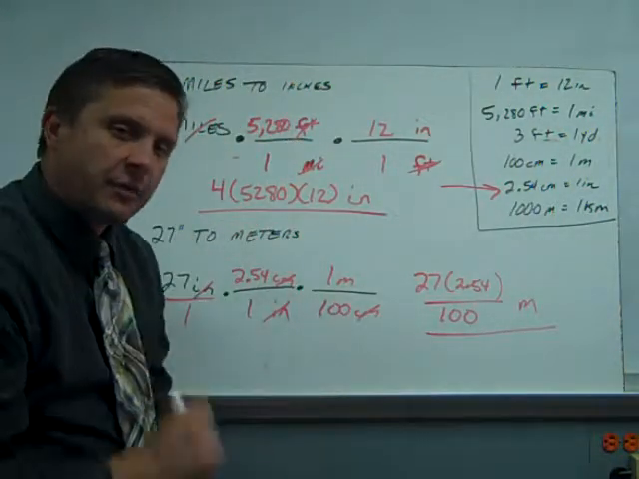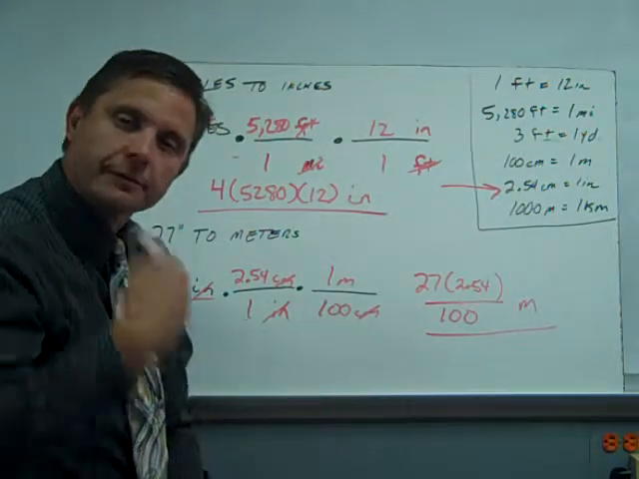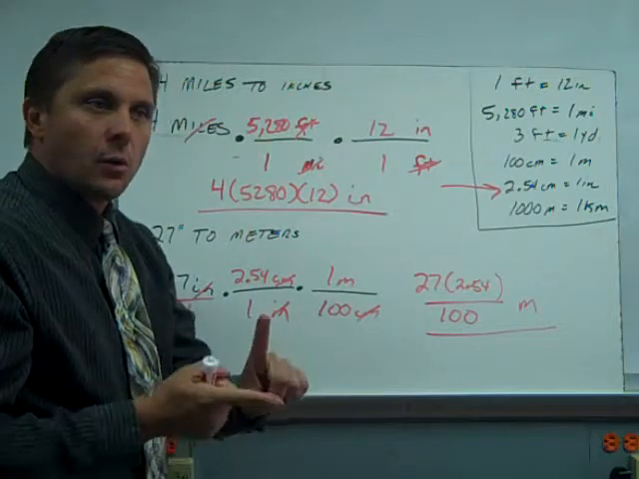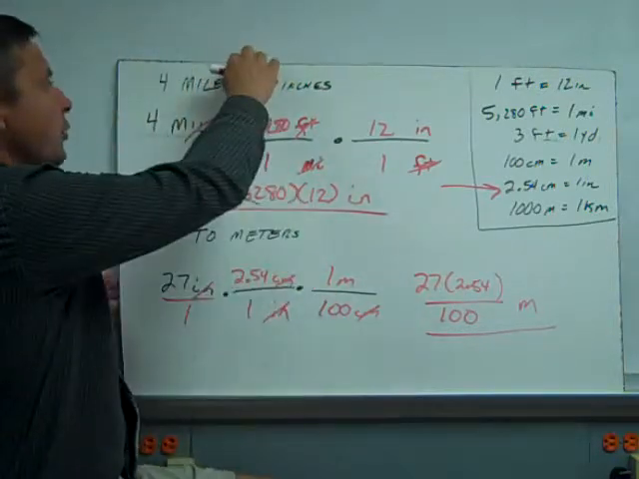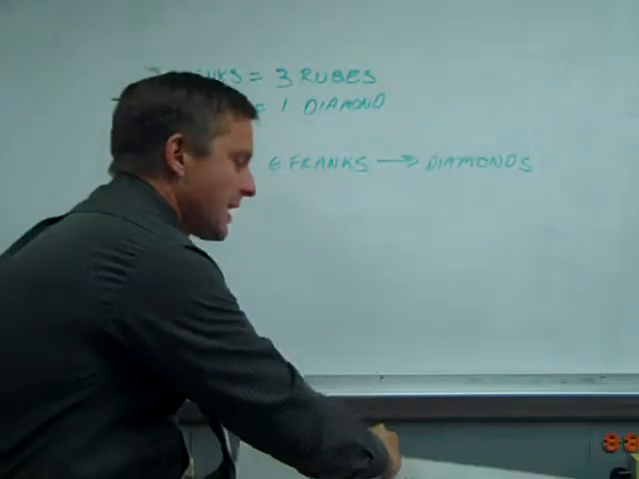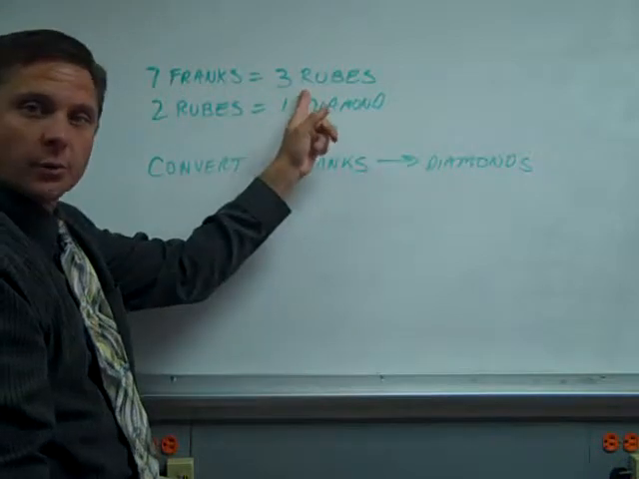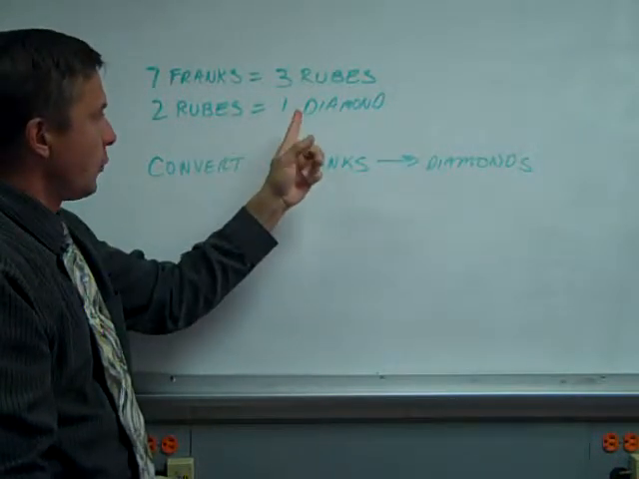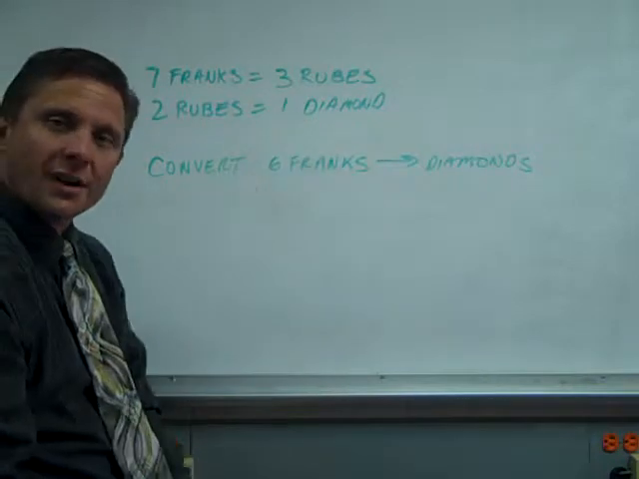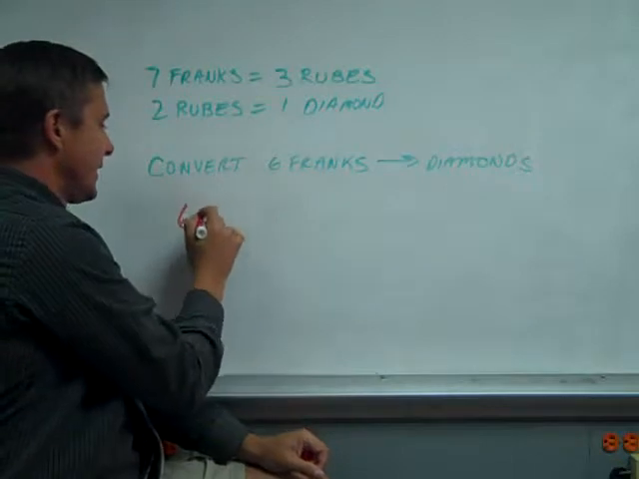It doesn't have to be exact conversions. You could say one Mr. Anderson is 5'8" tall. One Mr. Anderson weighs 170 pounds. Those are equivalents. Or we can make our own. I could make a money system. 7 francs are equal to 3 rubles. 3 rubles, or rubes, is equivalent to 1 diamond. And I want to convert 6 francs to diamonds.